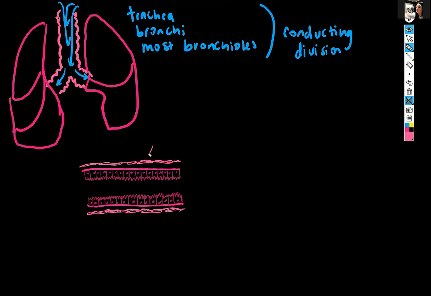We've got smooth muscle. And that's going to be basically responsible for changing the diameter or the distance across this tube. And there's no cartilage here because this is a bronchiole, not a bronchus.